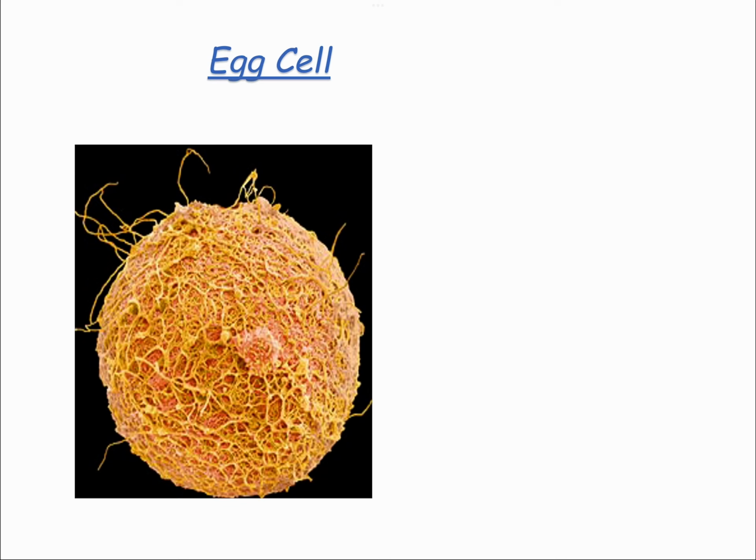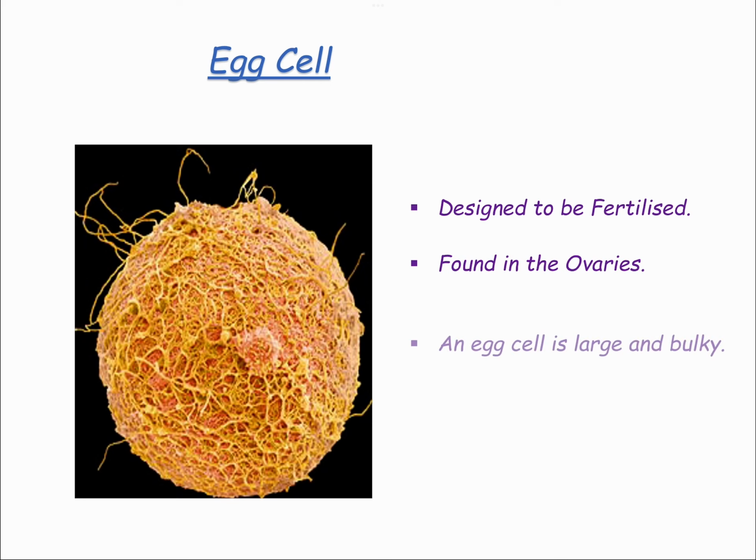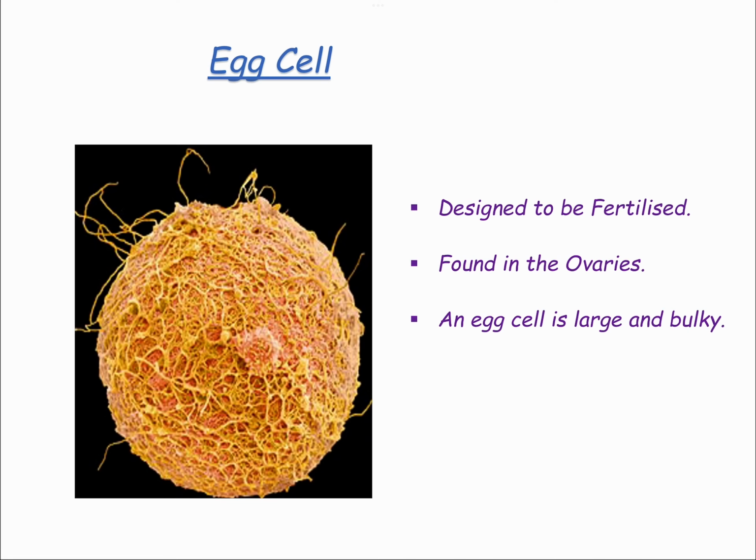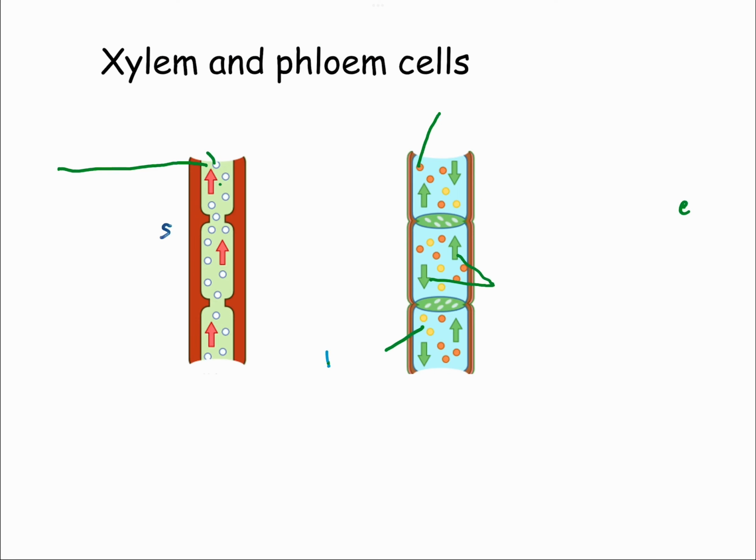Next is the egg cell, and its job is also for reproduction. So it's designed to be fertilized by the sperm cell. Egg cells are produced in the ovaries. An egg cell is large and bulky when compared to the sperm cell.